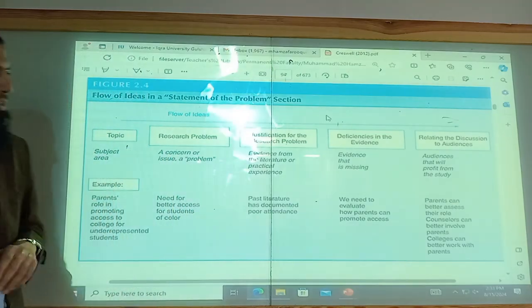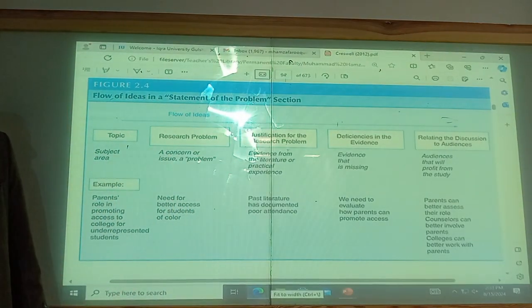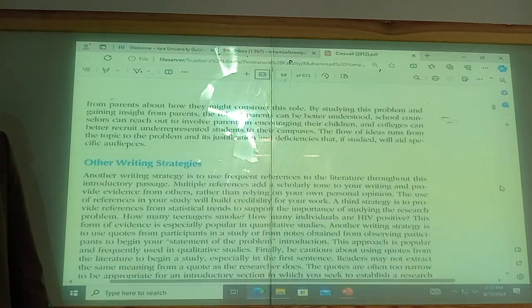Next, show me the problem statement. Move forward.